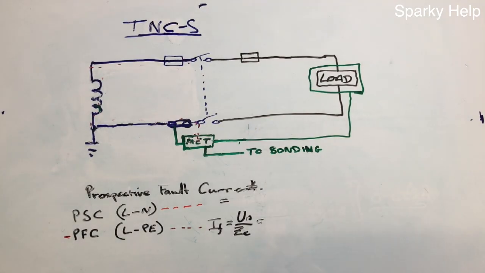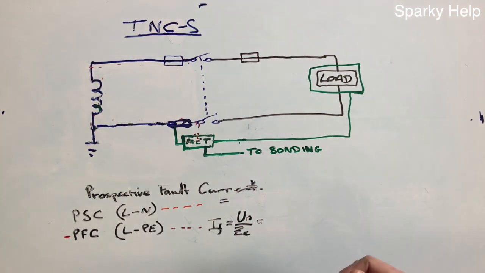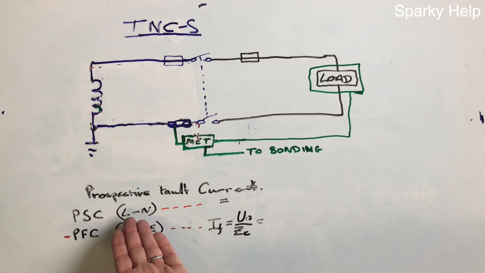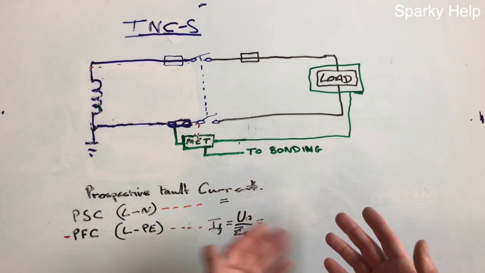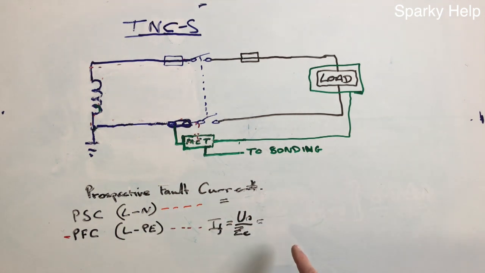Prospective fault current for a TNC-S installation. So we need to know that the main switch is locked in the off position and all bonding is in place. Prospective fault current is either going to be between line and neutral, or between line and earth, is where the fault current is going to be. So if you could calculate it again based on these values here.